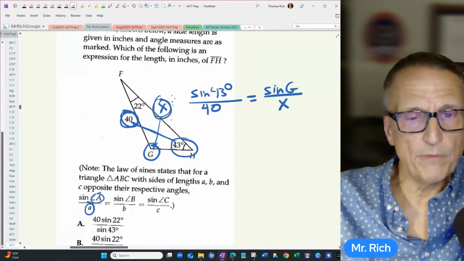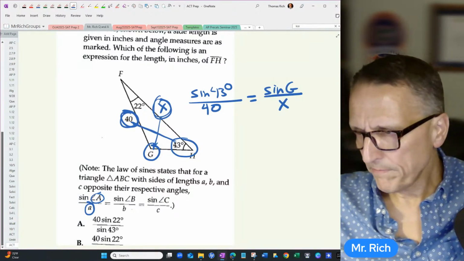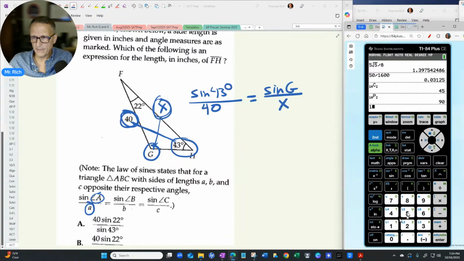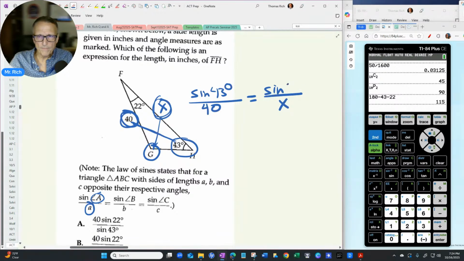Well, I can figure out what that is. I will move myself up here, revealing our TI-84, and I'll just take 180 and take away those other two angles, right? 180 minus 43 minus 22, which is 115. So we know that this angle is 115. All right, and so that's the formula that I would use to find that missing side length.